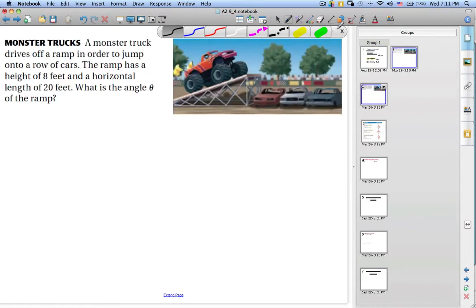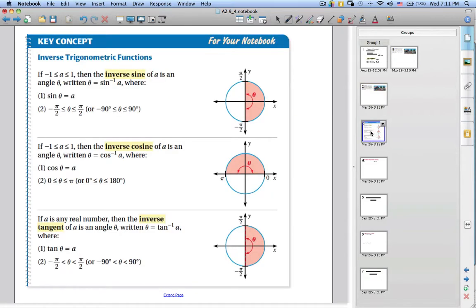So one problem we might solve using this would be this item with a monster truck. It's jumping off a ramp. The ramp has a height of 8 feet and a horizontal length of 20 feet. What is the angle? Okay, so we may understand the run and the rise, and how are we then going to figure out what is the actual angle that's being created and modeled in this problem. So we'll solve this problem at the end of the lecture, but for now let's talk about some of these ideas.